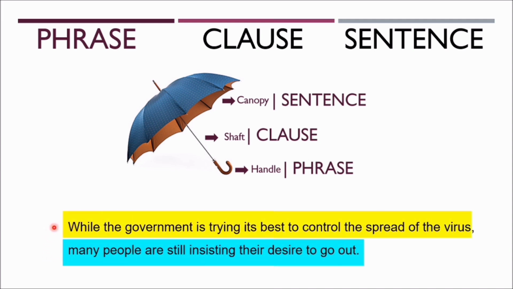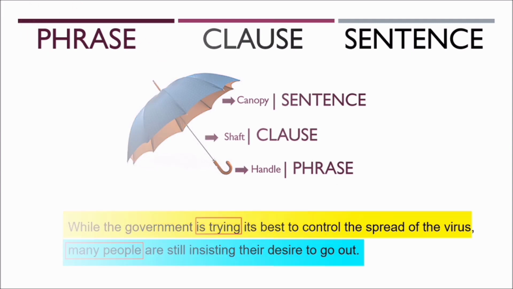In our dependent clause, you can see there a verb phrase, is trying. While for our independent clause, we have many people, which is an example of a noun phrase. Okay, that is the concept of the umbrella model. Within the sentence, you can find a clause, and within a clause, you can find a phrase. Now, let's discuss first the phrase.